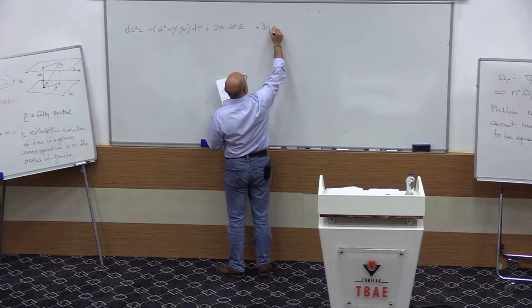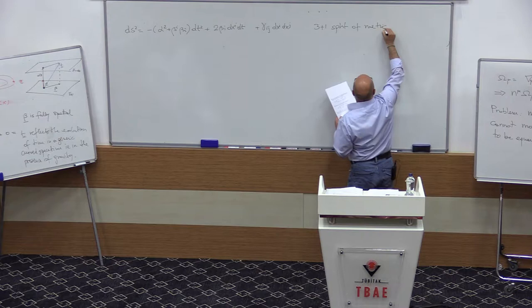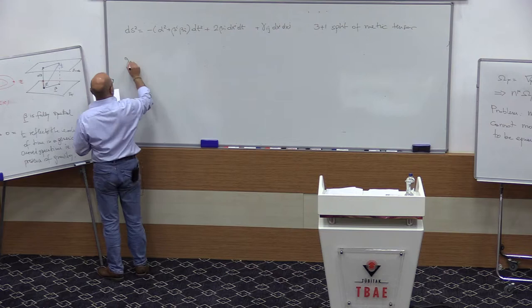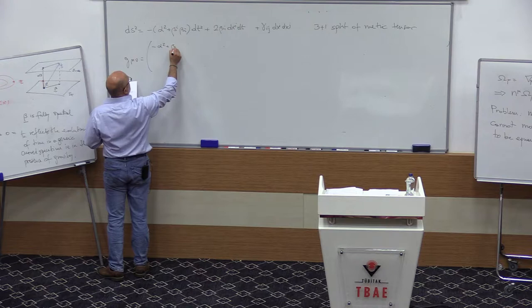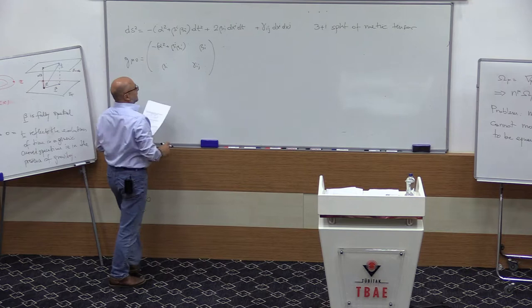So this is the 3 plus 1 split of the metric tensor. And if you want, in matrix form, I'm just saying that g_mu nu is minus alpha squared plus beta_i beta^i, and I have beta_i, and I have gamma_ij here. And this explains a few things.